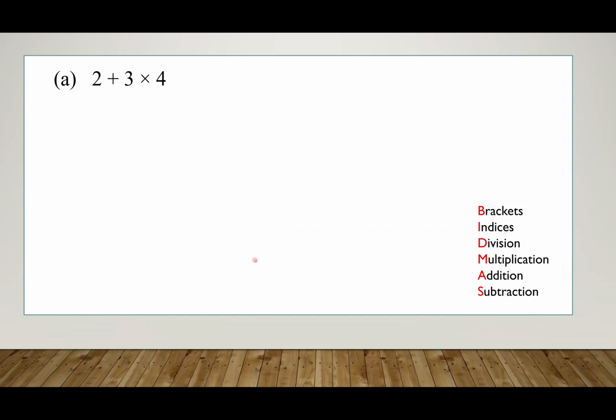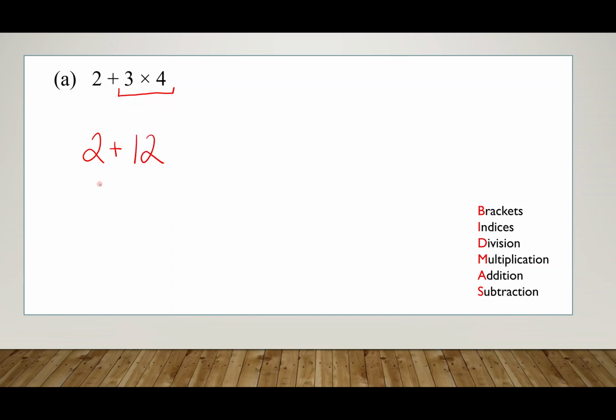So in this example, we've got 2 plus 3 multiplied by 4. Now have a look down your BIDMAS and you're going to be looking for the first operation within BIDMAS. And in this case, it's multiplication. So what we need to be doing is the multiplication part of this calculation first. It means the 2 and the plus are not going to be changed, but we're actually going to calculate the 3 times 4, which is equal to 12.